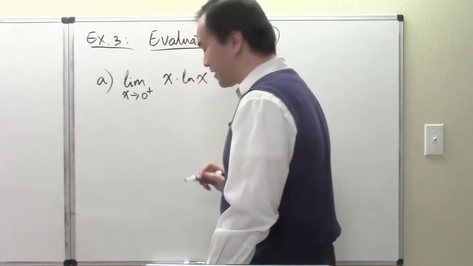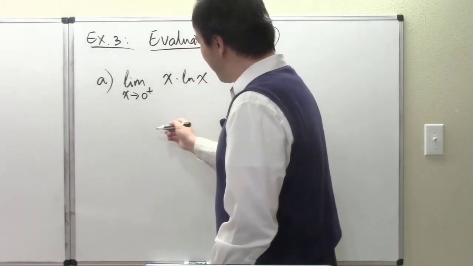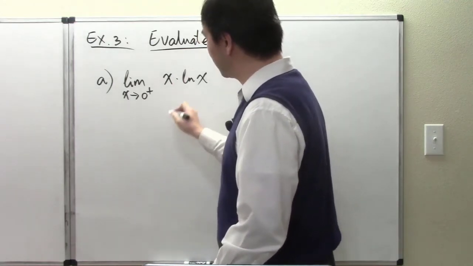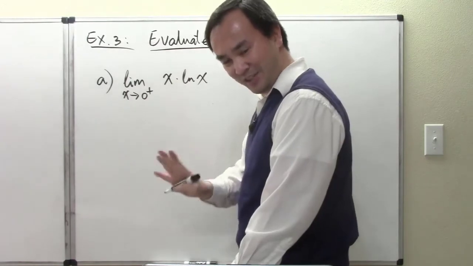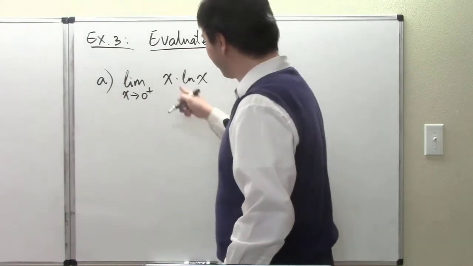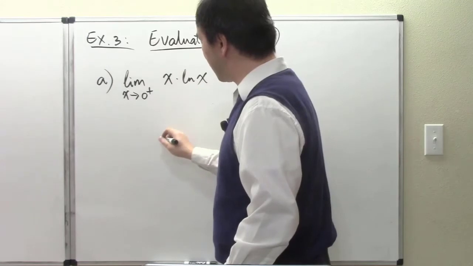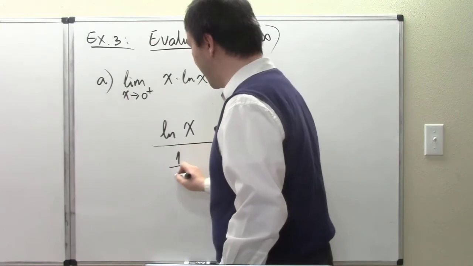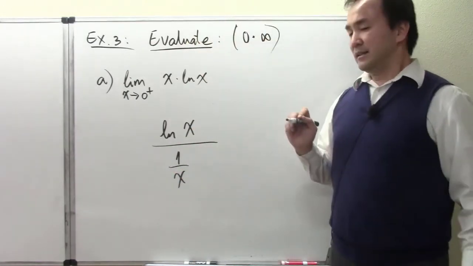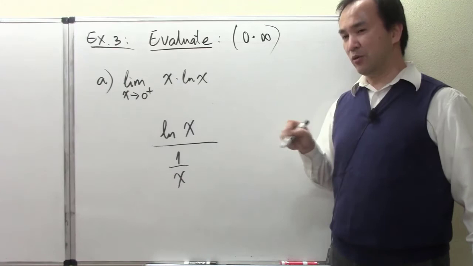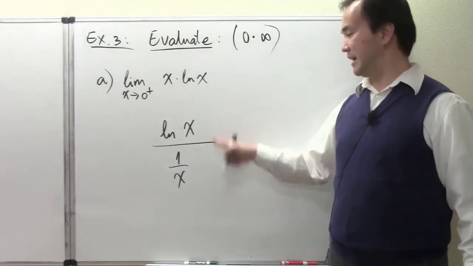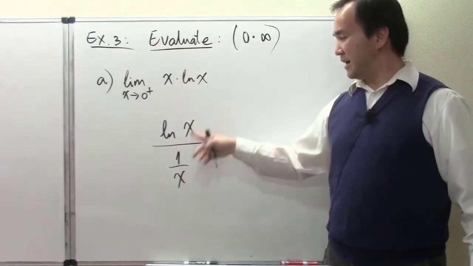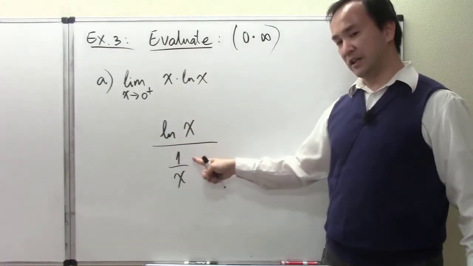Okay, but this is how this problem can be handled. You can have 2 choices. You can go with rewriting this, and it needs your algebra skills a little bit. This product x times natural log of x, I am going to rewrite as natural log of x over 1 over x. Pause the video and do your algebra work to verify my algebra work up here. This same product can be rewritten as natural log of x over 1 over x.